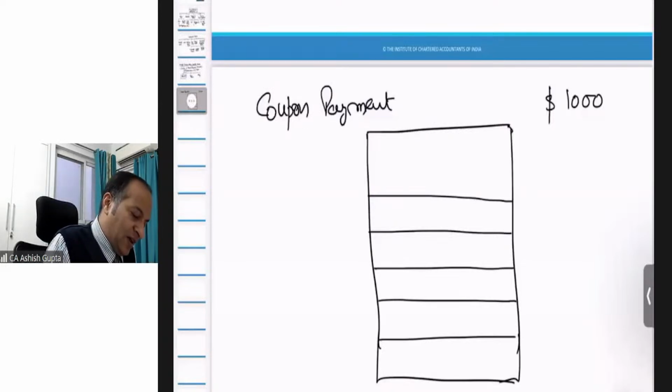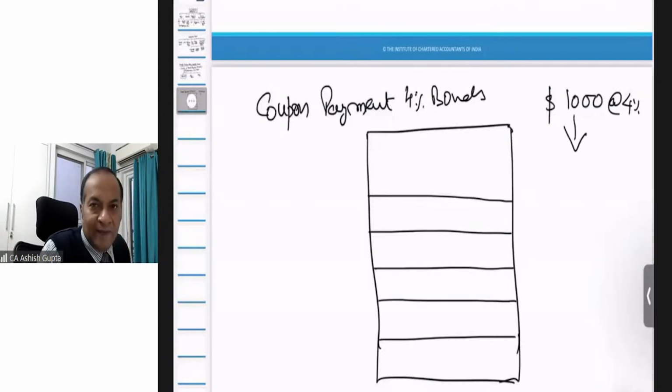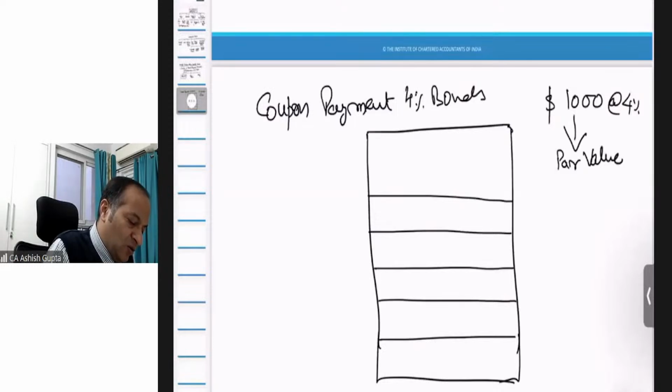So see students, if a company has issued 1,000 bonds, say at 4%, the coupon is 4%, you can say 4% bonds of 100 each. Now this 1,000 means par value, which I will discuss with you. On this par value, the interest payment will be 4%. Accordingly, at the end of each year, 4% on 1,000 will be paid.